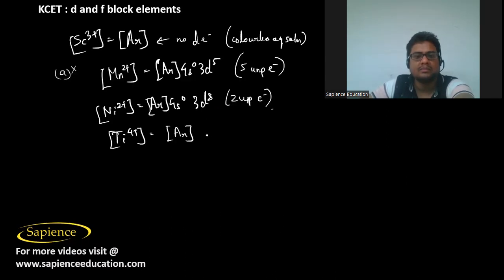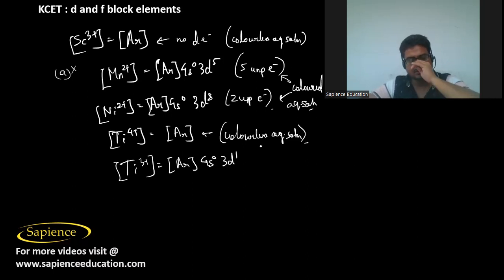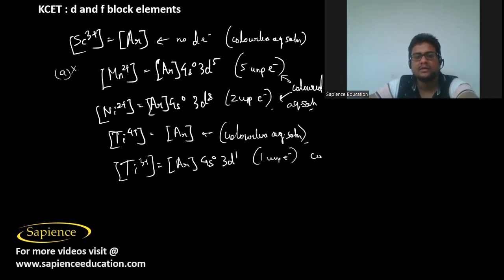So it has no unpaired electrons, so it will have a colorless aqueous solution. But in the case of Mn2+ and Ni2+, the solution will be colored. Here we will have colored aqueous solutions. And in the case of Ti3+ also, the electronic configuration will be argon 4s0 3d1. So here also it will have one unpaired electron, so it will also have a colored aqueous solution.